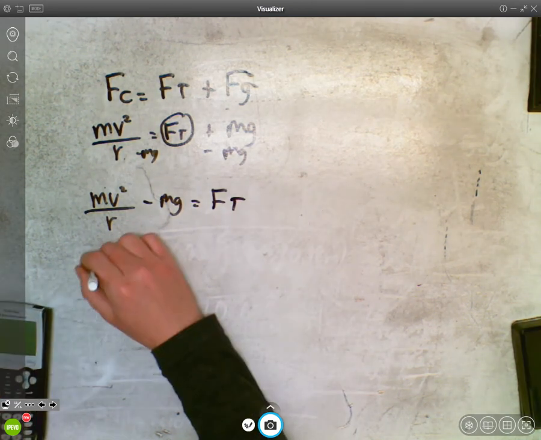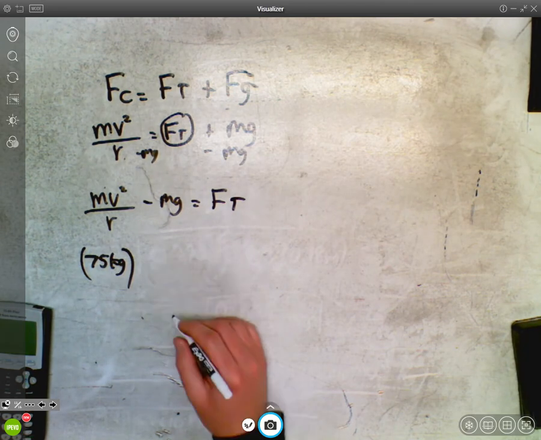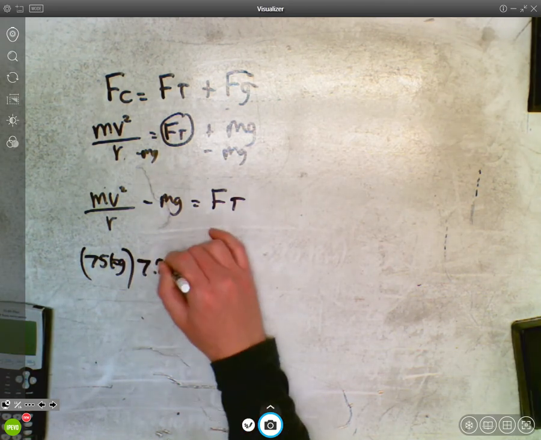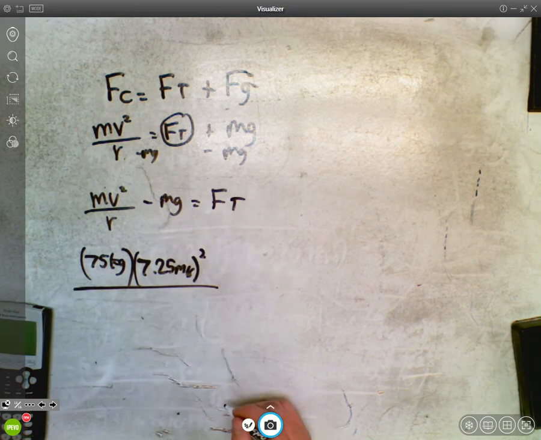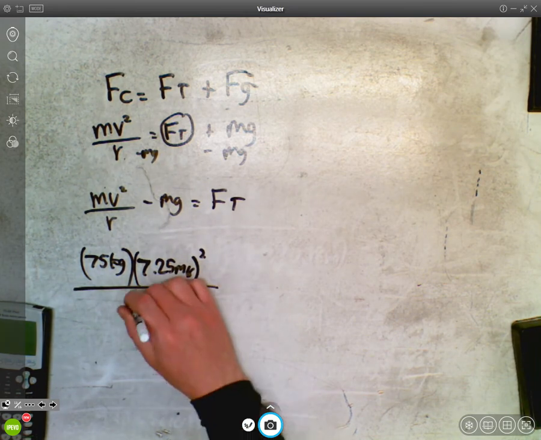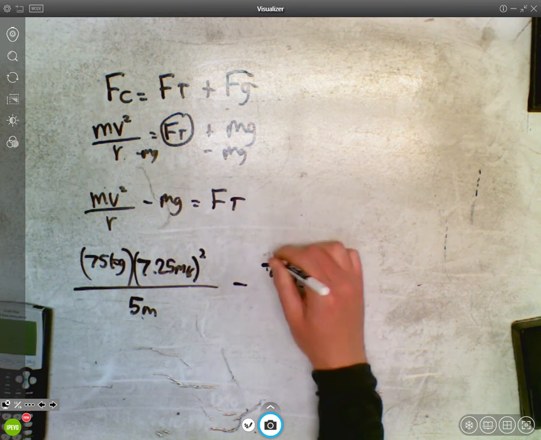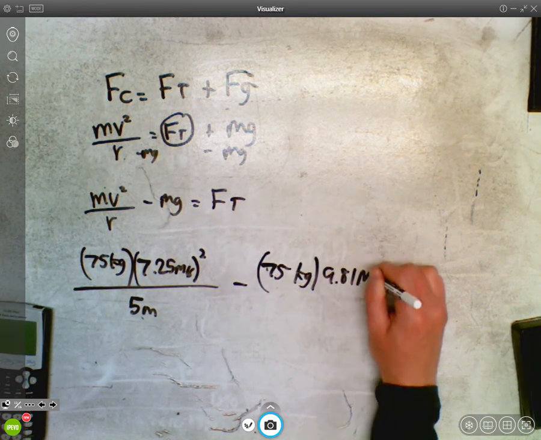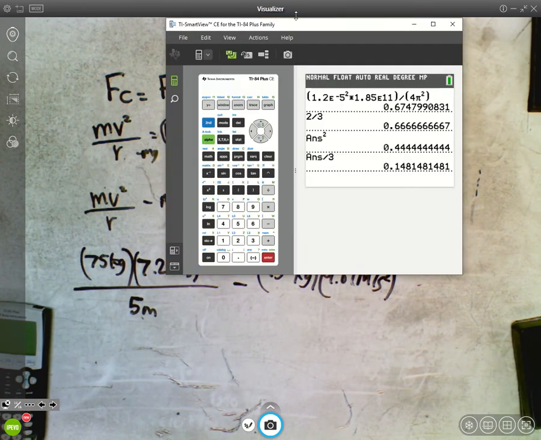So the man is 75 kilograms. The speed is 7.25 meters per second, and I have to square it, and my radius is 5 meters. And then I subtract 75 kilograms times 9.81 meters per second squared. So that's going to be my calculation.